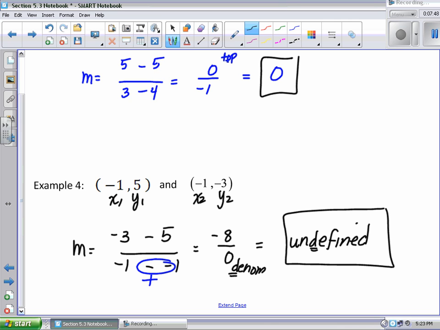And if we think about what kind of a line has an undefined slope, if I think about graphing this line, if I just throw up some axes here, we have negative 1, 5. There's negative 1, 5, and we have negative 1, negative 3. Look at what happens when I connect those points. I get a vertical line, and we know that the vertical line does have a slope that's undefined.